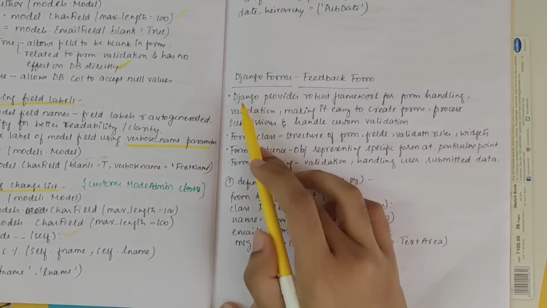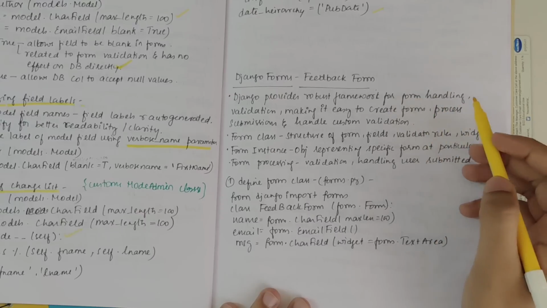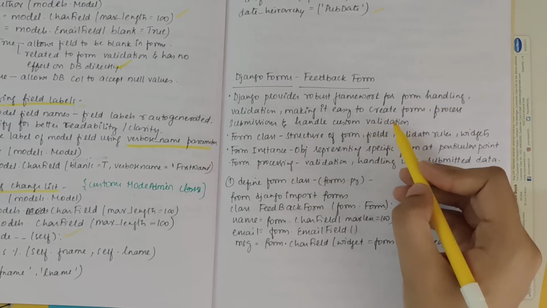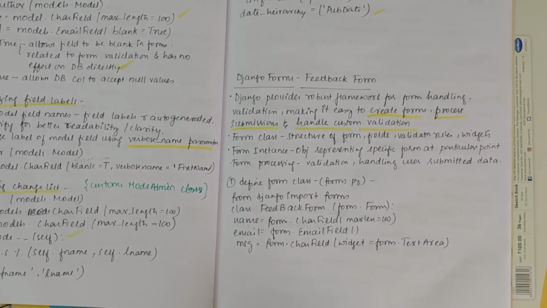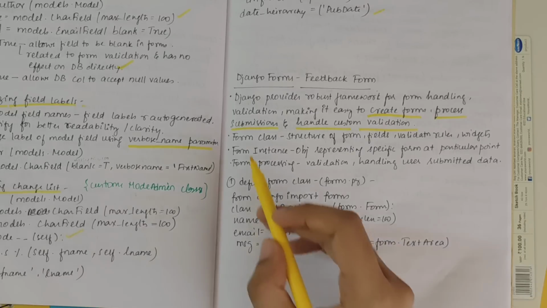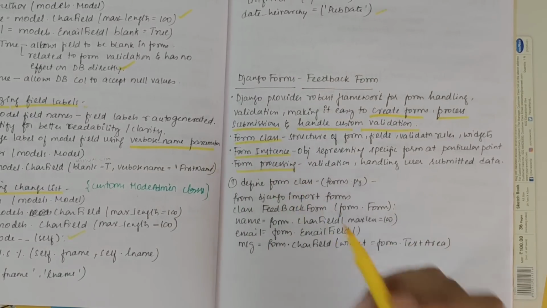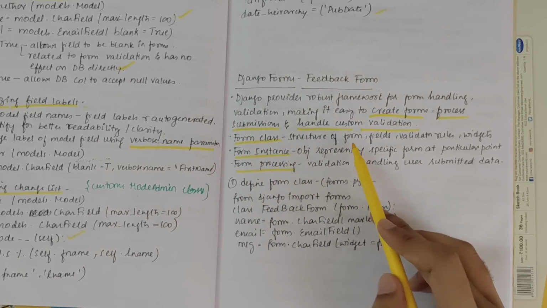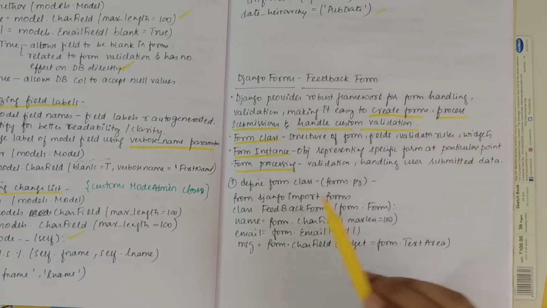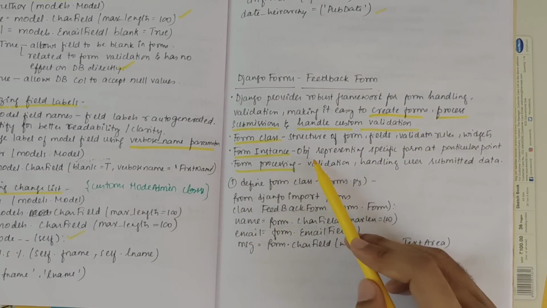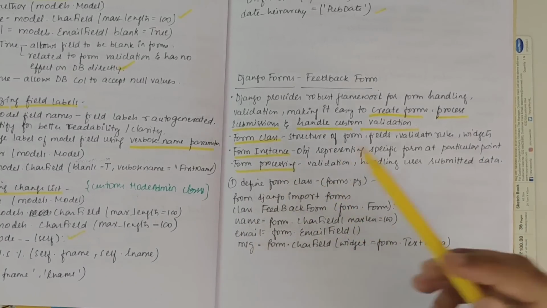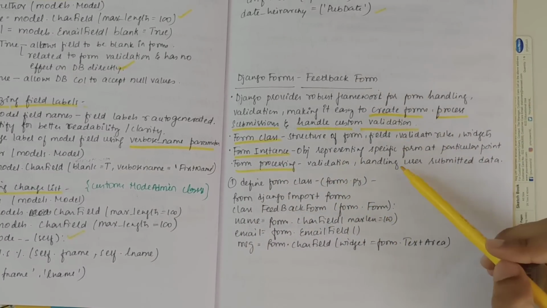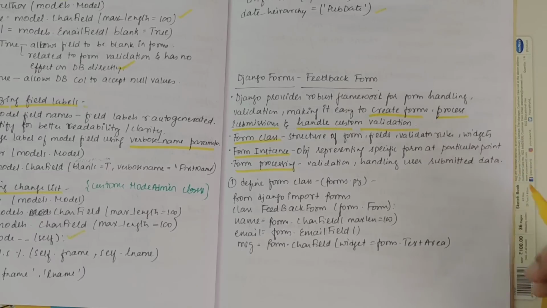Django provides a robust framework for form handling and validation, making it easy to create forms, process submissions, and handle custom validation. In forms, we have three main things to remember: form class, form instance, and form processing. Form class is the structure of the form: fields, validation rules, and widgets. Form instance is an object representing a specific form at a particular point. Form processing is how we process the form, validate it, and handle the user-submitted data. Look here, I have two examples.